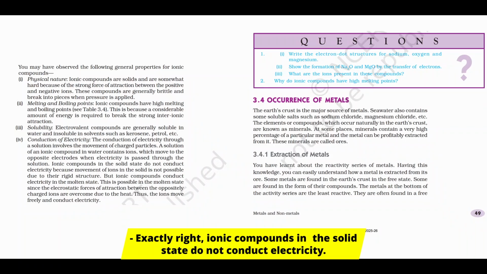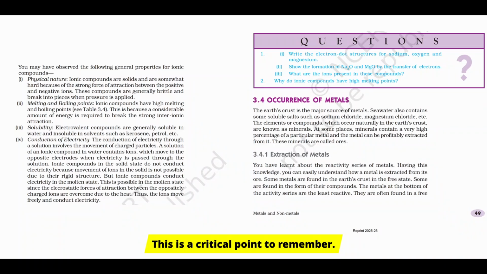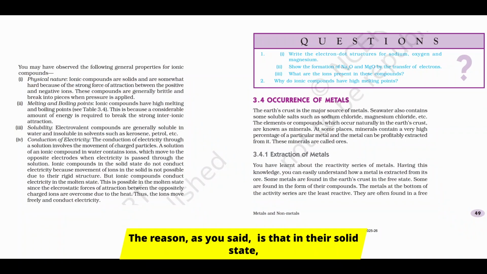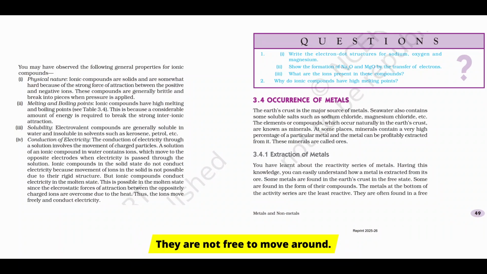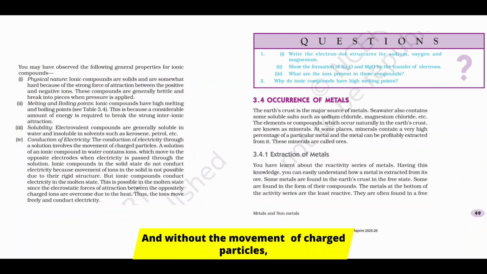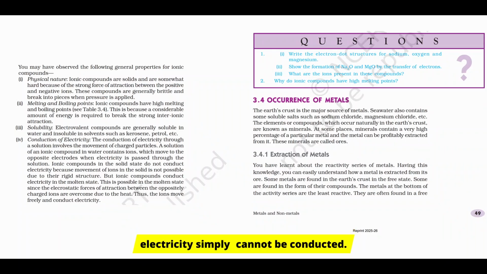Exactly right. Ionic compounds in the solid state do not conduct electricity. This is a critical point to remember. The reason, as you said, is that in their solid state, the ions, the charged particles, are held tightly in fixed positions within that rigid crystal lattice. They are not free to move around. And without the movement of charged particles, electricity simply cannot be conducted.